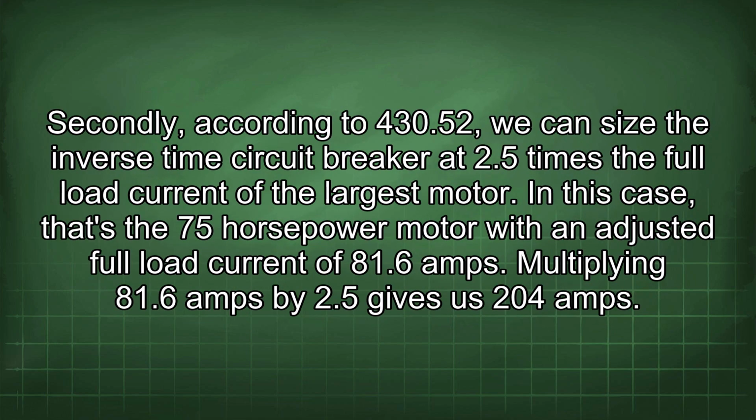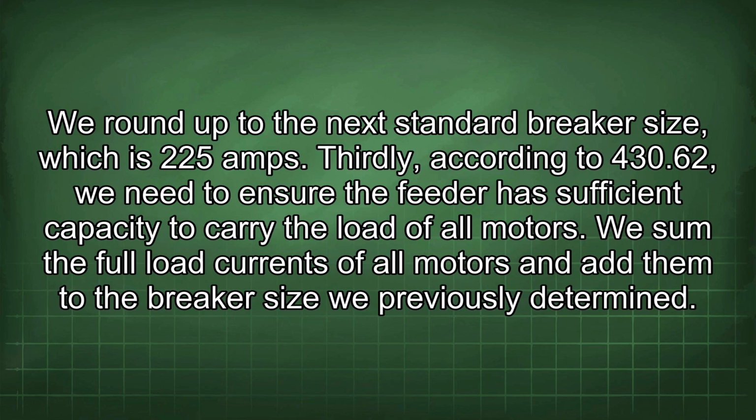Secondly, according to 430.52, we can size the inverse time circuit breaker at 2.5 times the full load current of the largest motor. In this case, that's the 75 horsepower motor with an adjusted full load current of 81.6 amps. Multiplying 81.6 amps by 2.5 gives us 204 amps. We round up to the next standard breaker size, which is 225 amps.